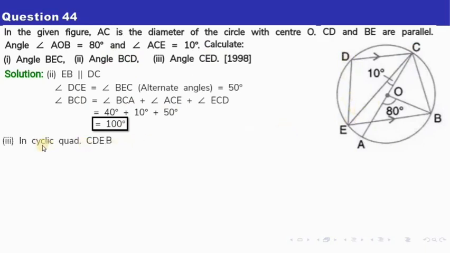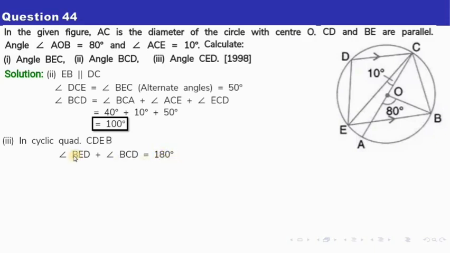Now in cyclic quadrilateral CDEB, we see that C, D, E and B all of them lie on the circumference. So that's why CDEB is a cyclic quadrilateral. Now in this cyclic quadrilateral, I can say BED plus BCD. So BED means this full angle, plus BCD, that is this full angle, will be equal to how much? Sum of these two will be 180 degree because they are opposite angles of a cyclic quadrilateral.